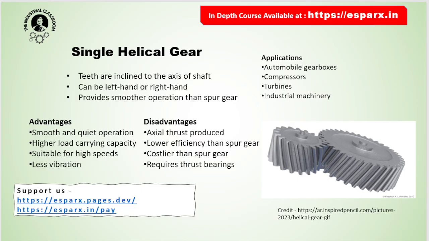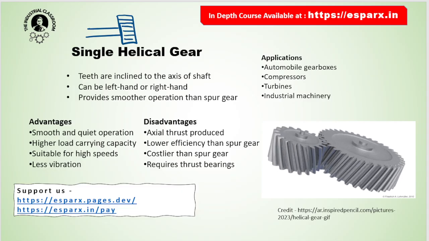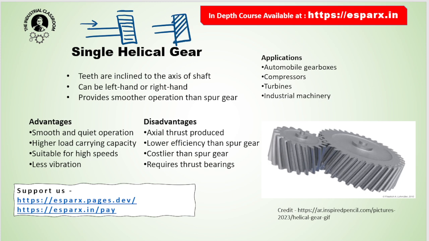Now there is another improved version, which is the single helical gear. Here we saw that in the previous example, in spur gear we have the teeth parallel to the shaft. Okay, so this is the shaft and these are the teeth parallel. But in helical gear they are at some angle. Either they are left angled or they are right angled. Okay, so this is the construction.